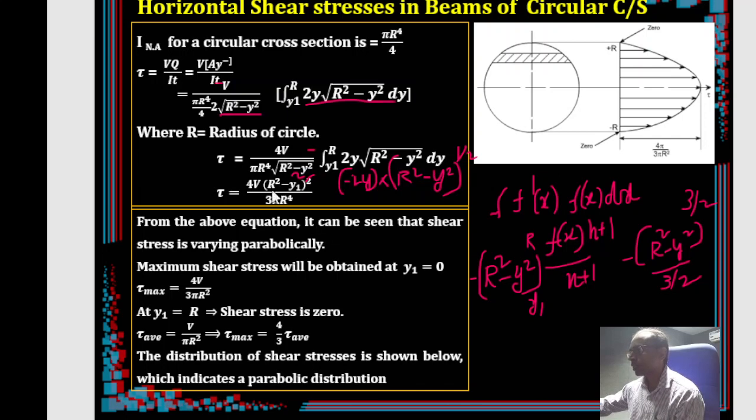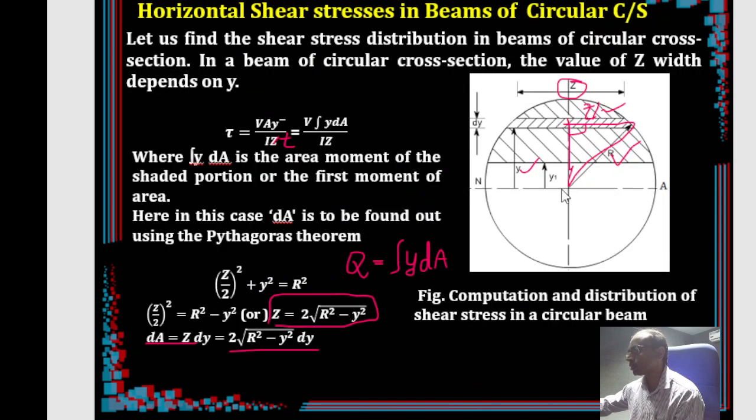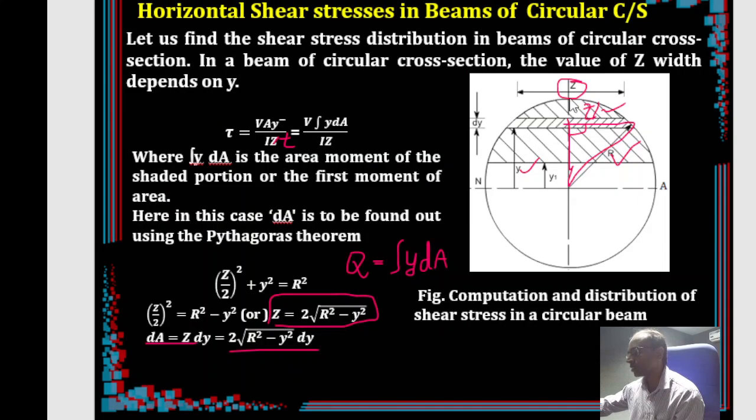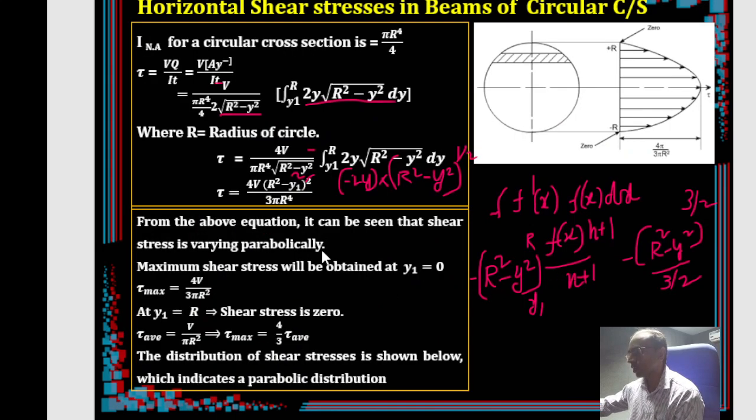So if you want to calculate that, you keep changing the values of y1. If you put y1 as 0, what is y1 0 location? It is the neutral axis. If you put y1 equal to r, means at the ends. This is your y1 equal to r. So at both ends, if you put r in place of y1 in this equation, right? R if you put, it becomes 0. So it is 0 here and 0 in the other direction.